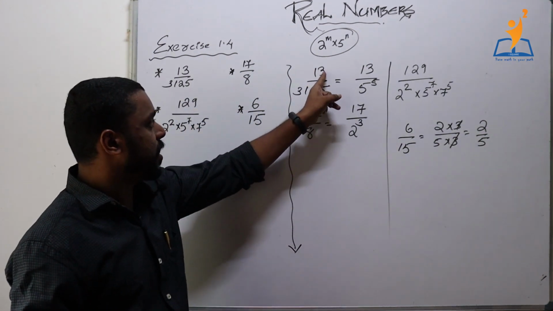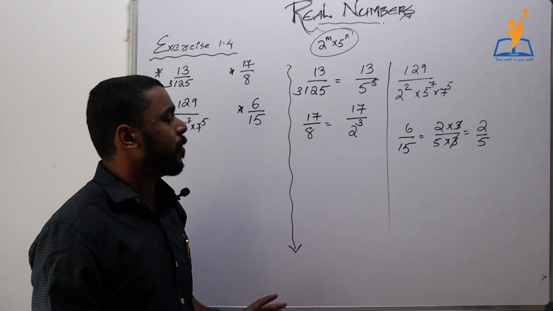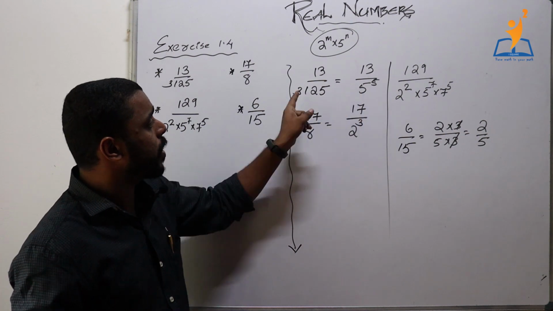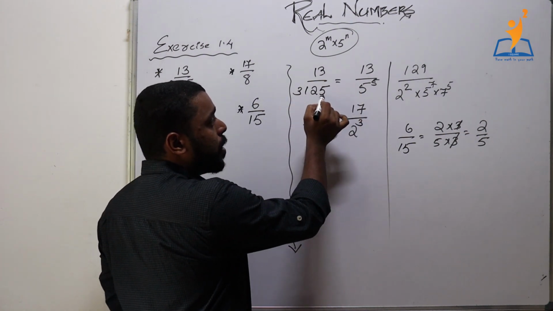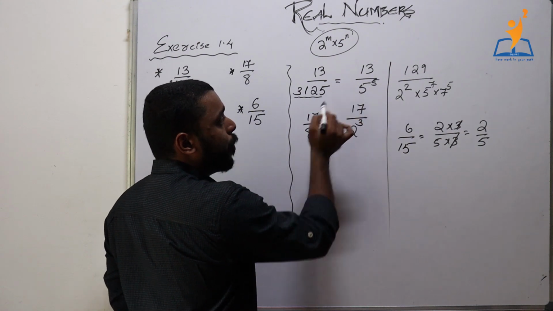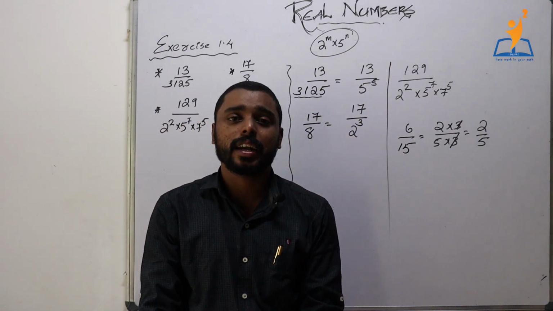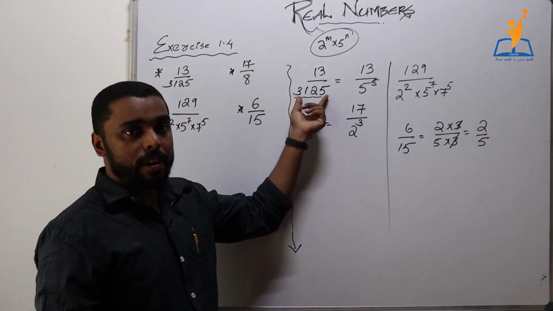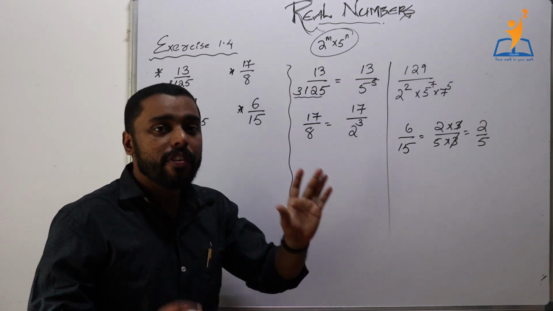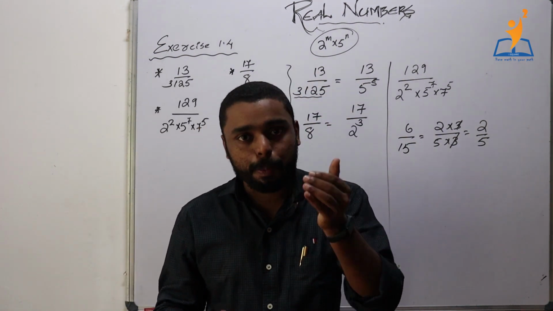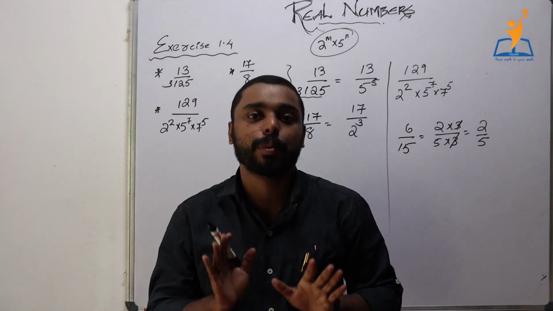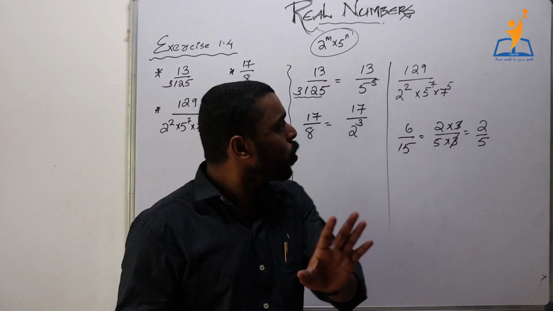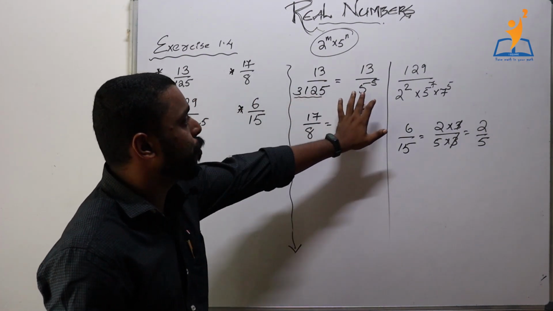So, the first question, 13 by 3125. It is equal to 13 by 5 raised to 5. How can we get this 5 raised to 5? Because the prime factorization of this number is 5 raised to 5. If you find any difficulty in calculating this all at once, just do this process. Divide this by 5 and again by 5 and so on. Whenever we divide a composite number by its prime factors over and over again, we will get the prime factorization of that number. That was discussed in the very first class of this section, right? So we have 3125 equal to 5 raised to 5.